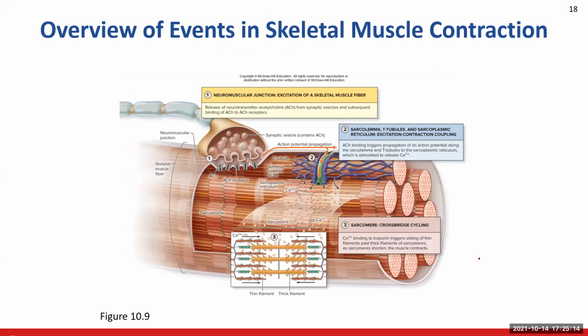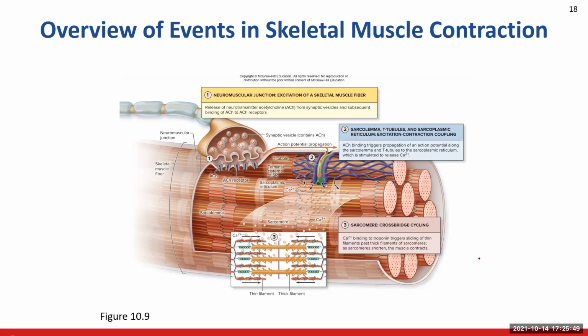Now we know some of the players that are involved. Now we're going to talk about how we stimulate and create a skeletal muscle contraction. There are three events that we're going to discuss. The first one is called the neuromuscular junction event, in which we have excitation of the skeletal muscle fiber. The next one is the excitation contraction coupling. And the third one is the cross bridge cycling.